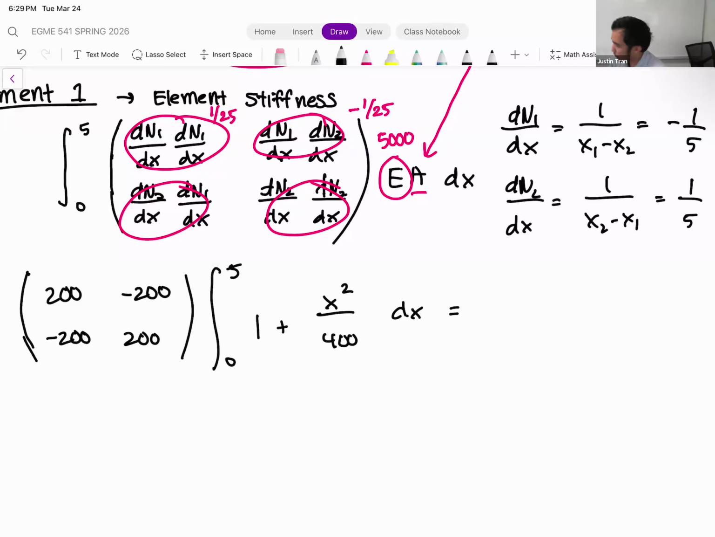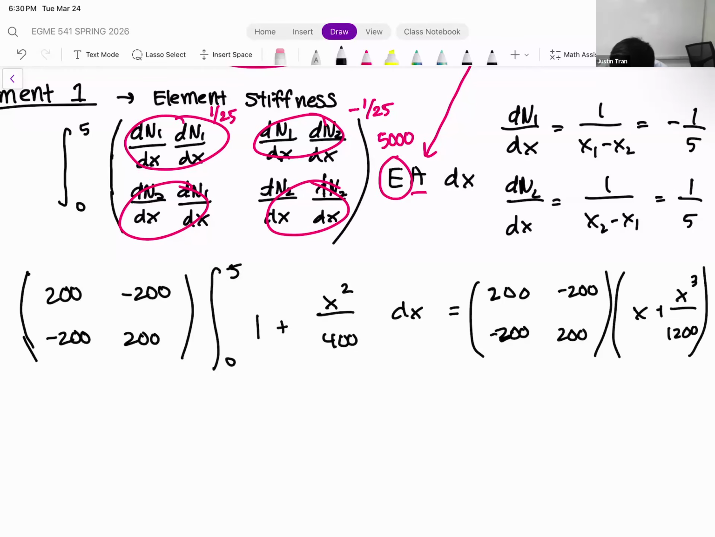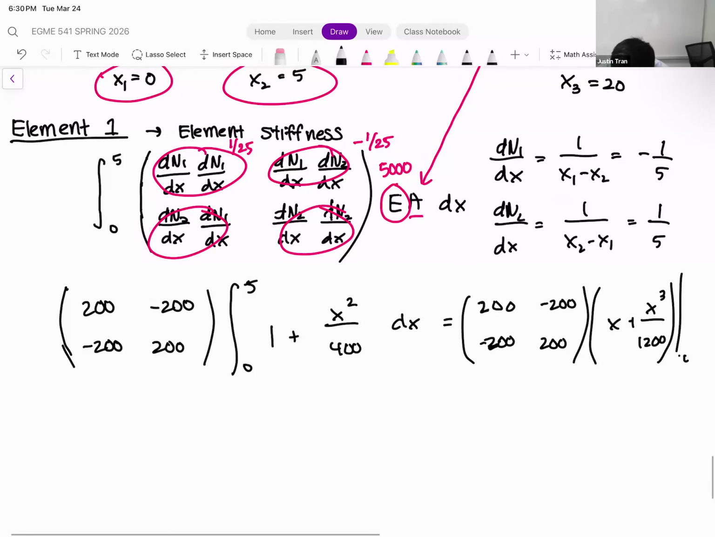All right, so that is a fairly straightforward integral to do. Not super trivial, but not the worst at the same time, right? All right, so our constant matrix is still there. We take the integral, that becomes x plus x cubed divided by 1200, evaluated from 0 to 5. And so when you evaluate that from 0 to 5, you just get some constant there.